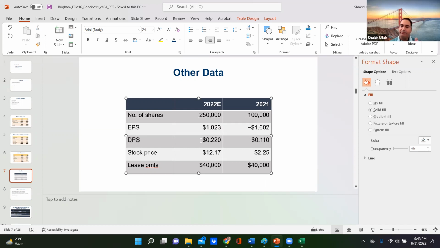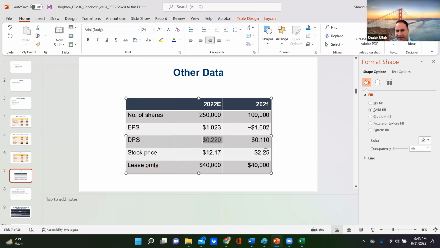And DPS stands for dividends per share. Dividend is basically the money that the company pays to the shareholders. For each shareholder, last year they paid 11 cents, and this year they plan to pay 22 cents to each shareholder.